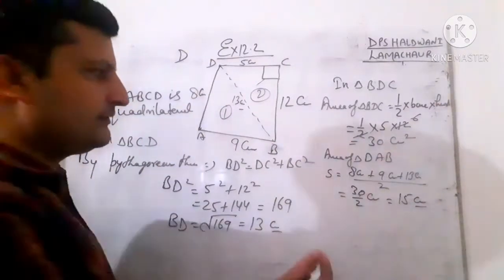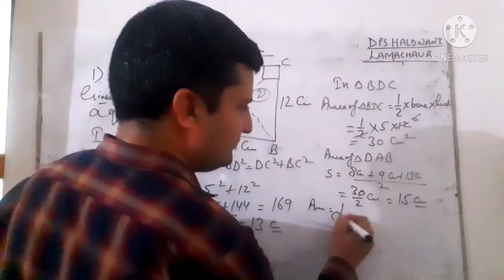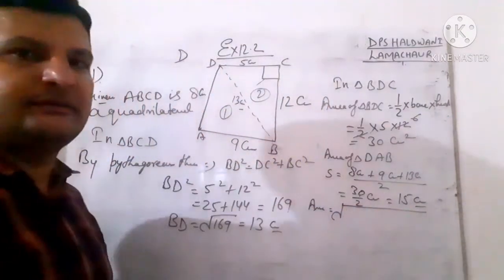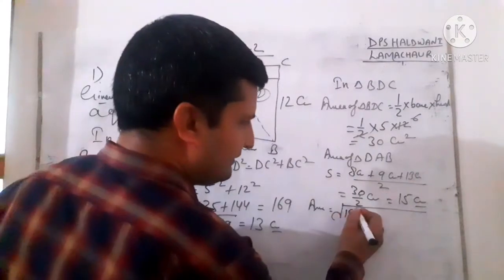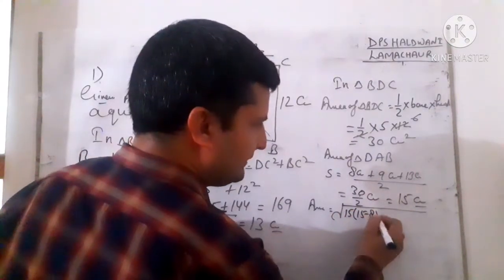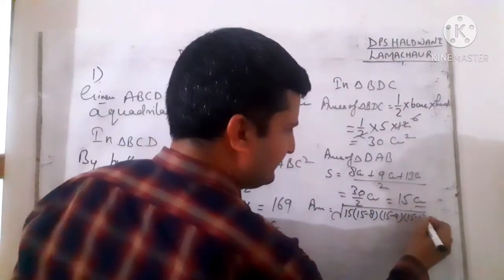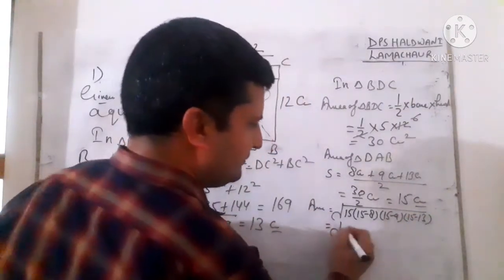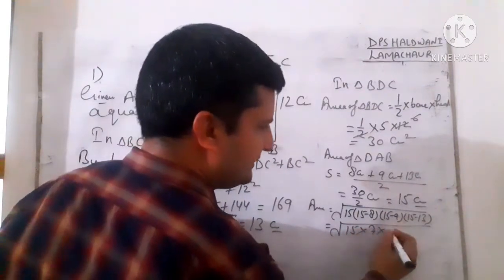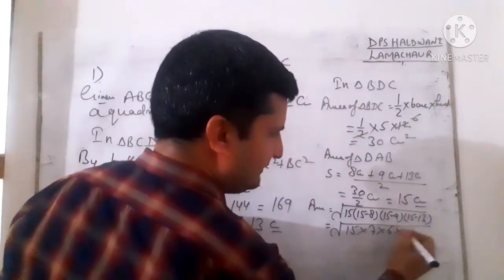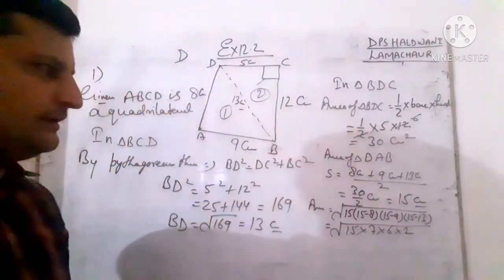Now student, what we have to find? We have to find the area. Area is equal to root S into S minus A, S minus B and S minus C. S is here 15. S minus A is 15 minus 8, 15 minus 9 and 15 minus 13. So root 15, 15 minus 8 is 7, 15 minus 9 is 6, and 15 minus 13 is 2. So this is coming root 15 into 7 into 6 into 2.